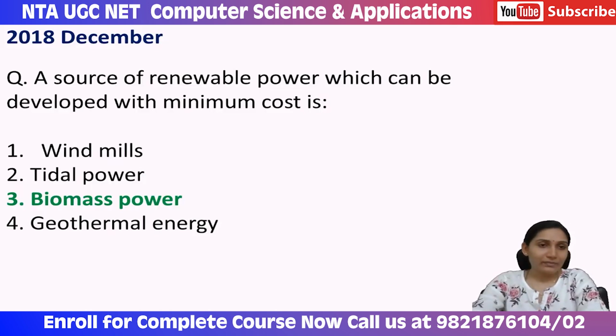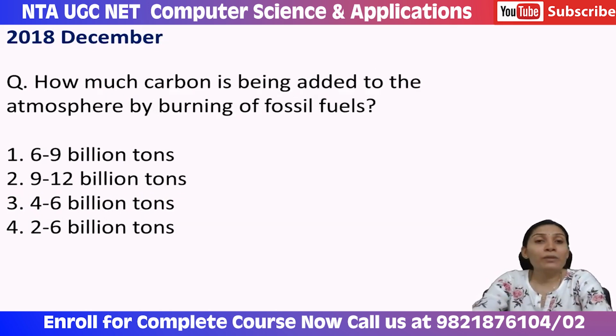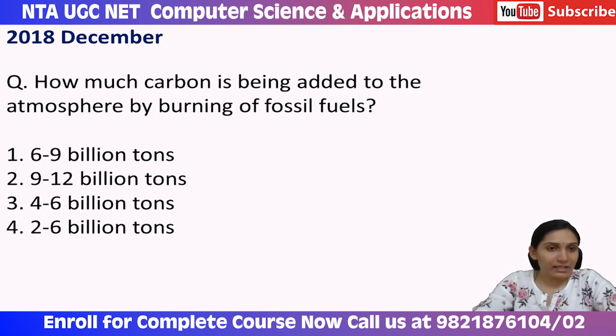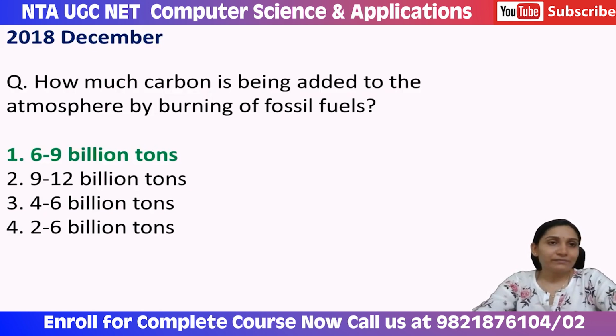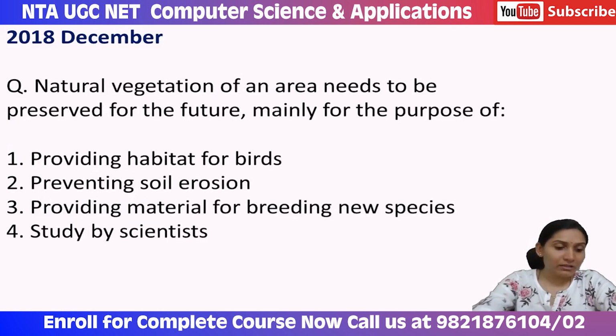Okay. Next question. How much carbon is being added to the atmosphere by the burning of fossil fuels? The options are 6 to 9 billion tons, 9 to 12 billion tons, 4 to 6 billion tons, 2 to 6 billion tons. Let's see. Answer is 1, 6 to 9 billion tons. Okay. Now next question.